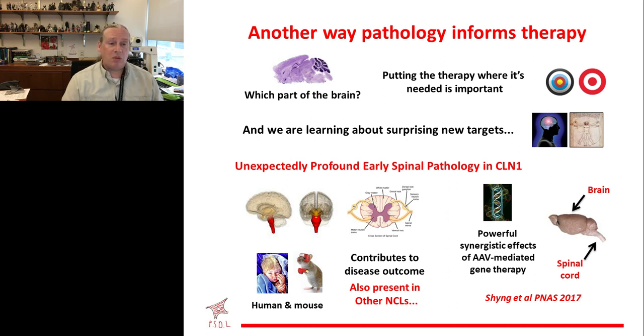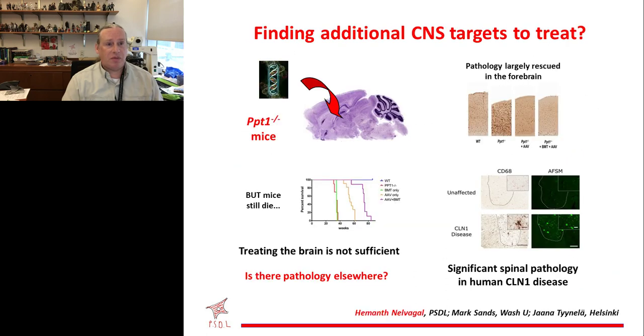It also appears to be present in many of the other forms of NCL too. So we think that this is an important problem to tackle. And we've been trying to go about doing this by doing gene therapy to provide a functional copy of the gene to deliver the enzyme that is missing. And I'm going to go through a series of data that will show you how and why we did those studies and how we came up with these effects.